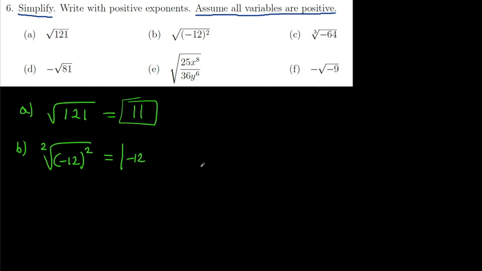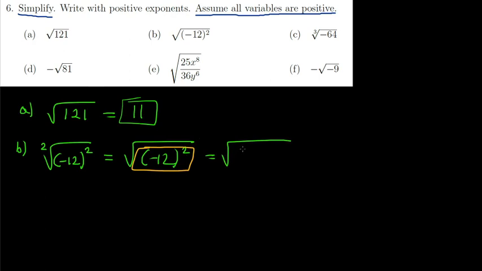Another way to see that is just to go through this step by step here, right? Let's look on the inside here, right? Let's take the square root of negative 12 squared. So what we need to do first is negative 12 squared. What's negative 12 times negative 12?